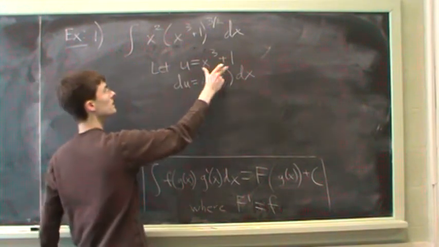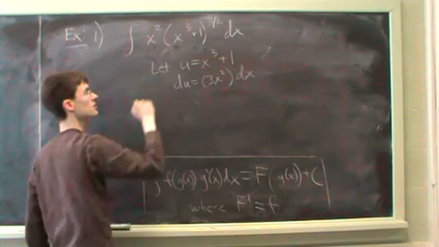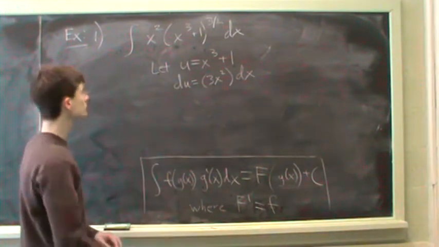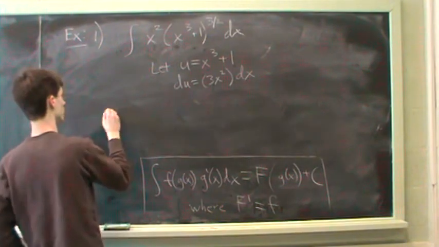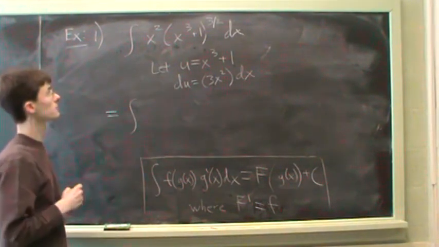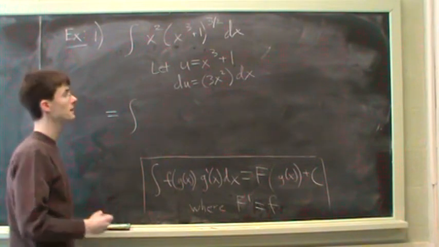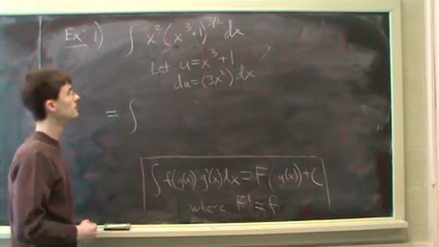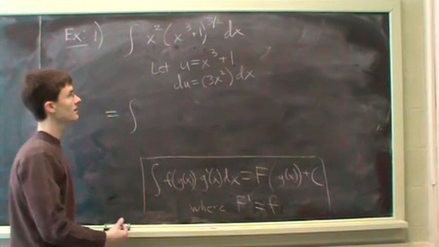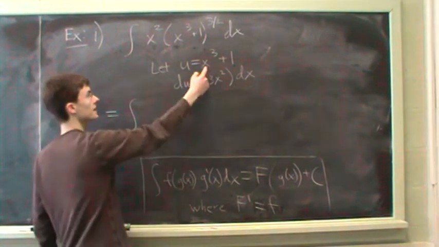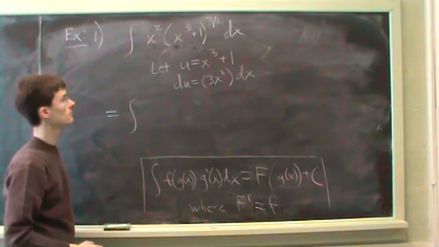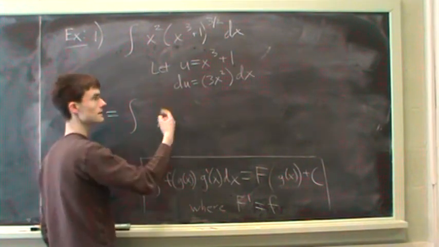We're going to let u be the inner function of this composition, and then du is going to be 3x squared dx. Now we're going to change variables from an integral with respect to x to an integral with respect to u. So in order to do that, we need to replace all the x's with u's, and all the dx's with du's.